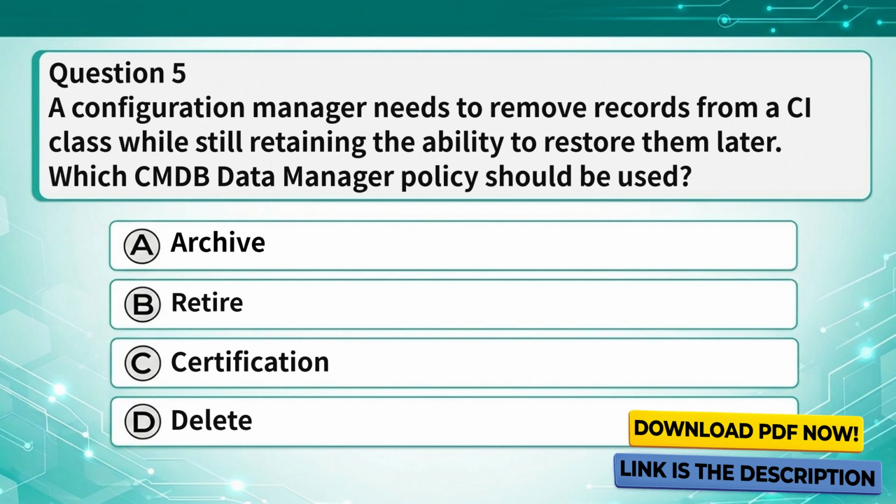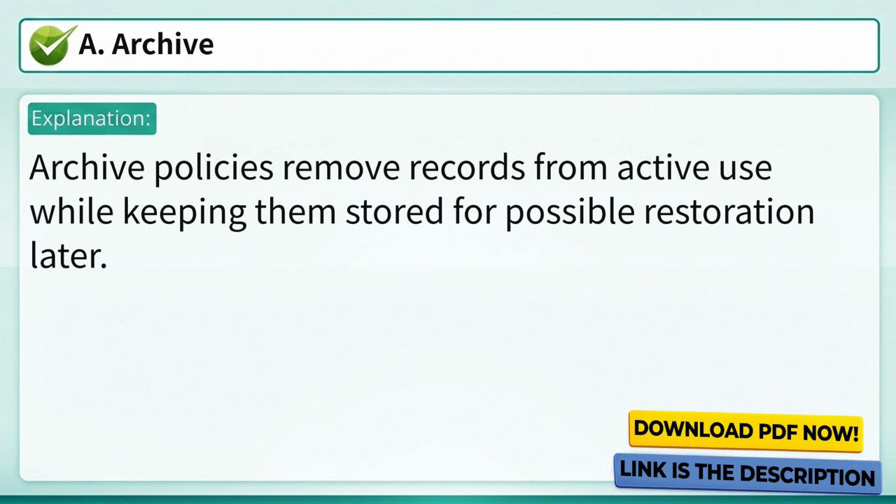Question 5. A configuration manager needs to remove records from a CI class while still retaining the ability to restore them later. Which CMDB Data Manager policy should be used? A. Archive. B. Retire. C. Certification. D. Delete. Correct answer, A. Archive. Explanation. Archive policies remove records from active use while keeping them stored for possible restoration later.